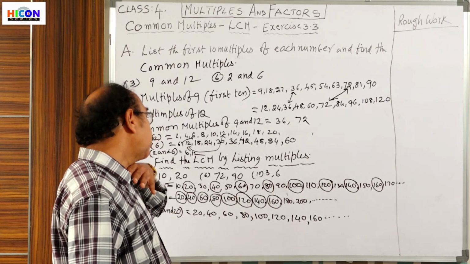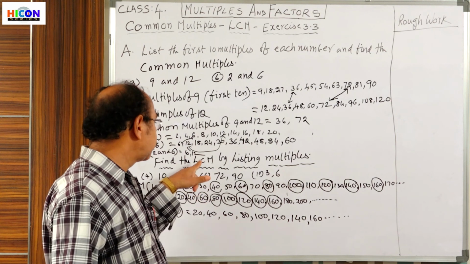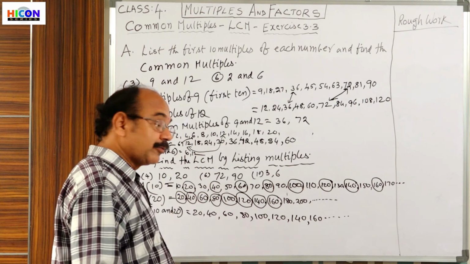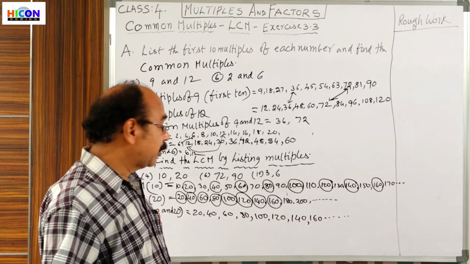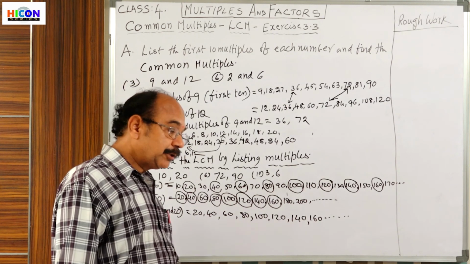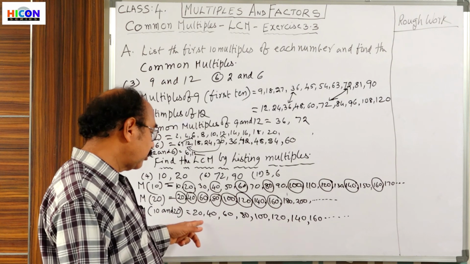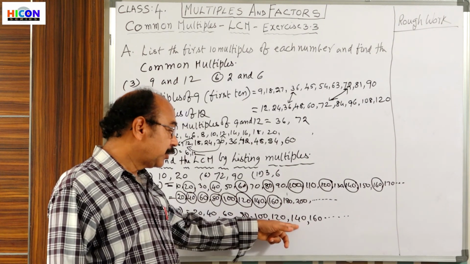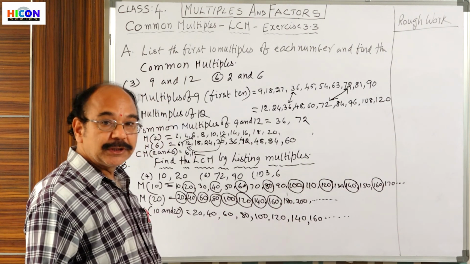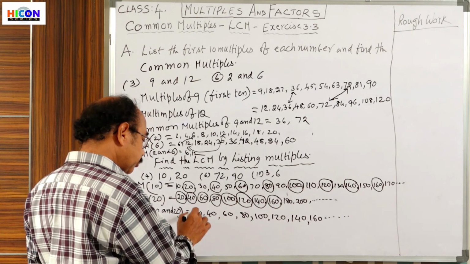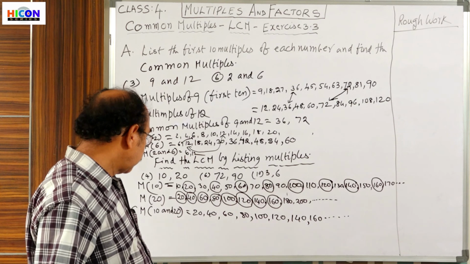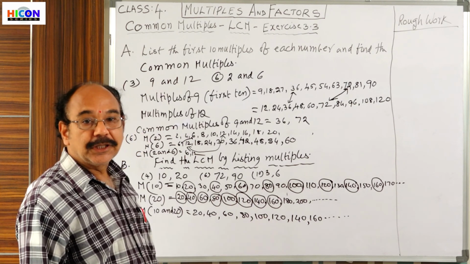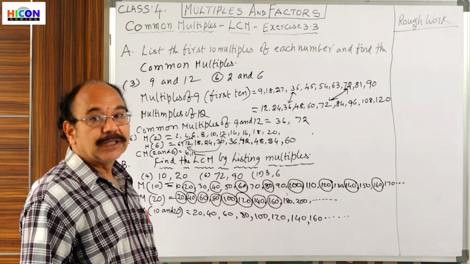Now, in the common multiples, you select the least. Least means what? Smallest. The smallest common multiple you have to select. What is the smallest common multiple? In these common multiples, what is the smallest one? 20 is the smallest one. That is the least common multiple, and we call it LCM.